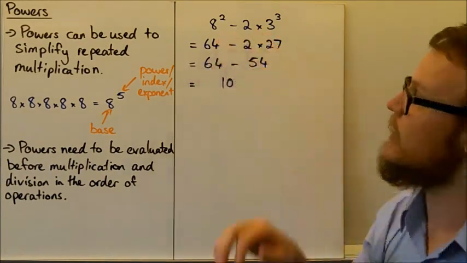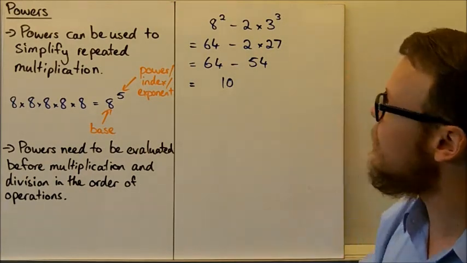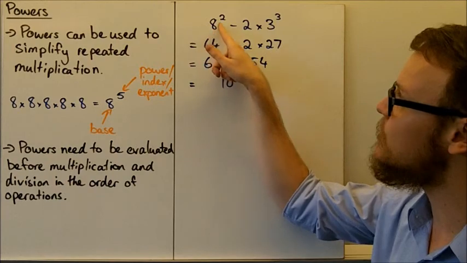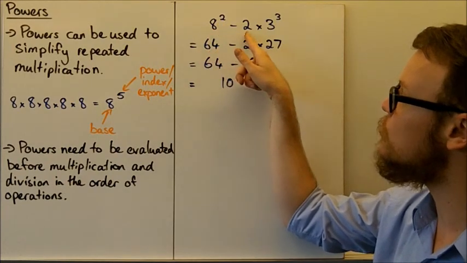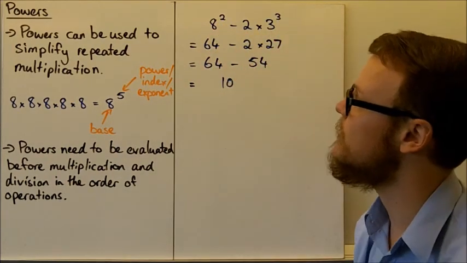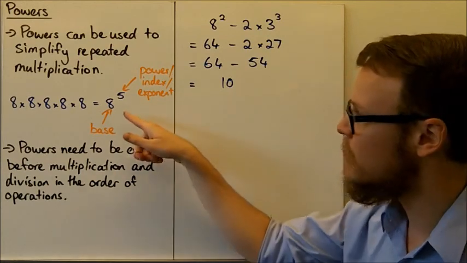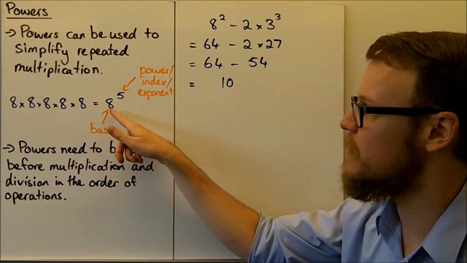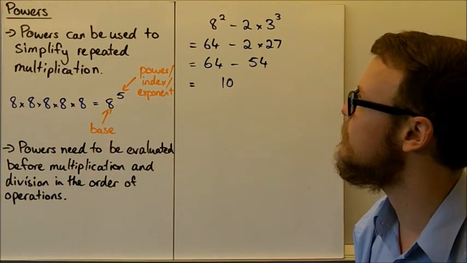So here we've got an expression we can evaluate that has exponents in it, that has powers in it. Here we've got 8 to the power of 2 minus 2 times 3 to the power of 3. That's how we can say these. We say 8 and then to the power of what the power is. So this would be 8 to the power of 5 in that example.